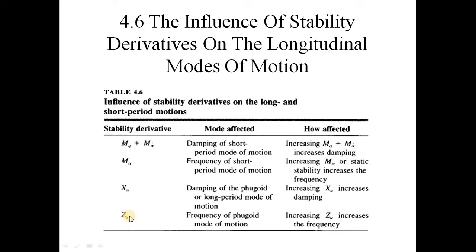Whereas Z_u, okay, which is very much related to the lift, the change of Z force kan, lift force kan, with respect to the change of speed, ini akan affect the frequency of the Phugoid. So pesawat yang lift to drag ratio dia besar, naik sikit je ataupun turun sikit je dia punya forward speed, the lift akan naik atau turun dengan banyak. Okay, and this will affect the frequency. So a larger Z_u will increase the frequency of the Phugoid.